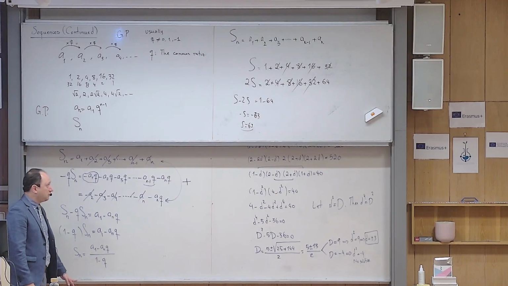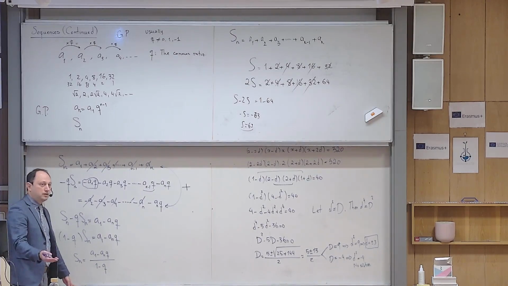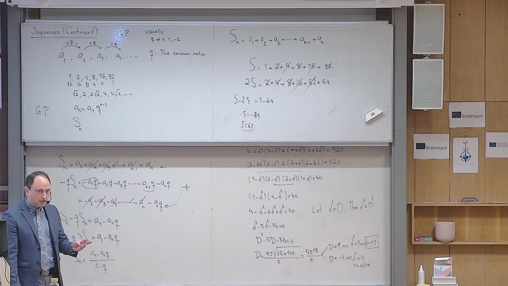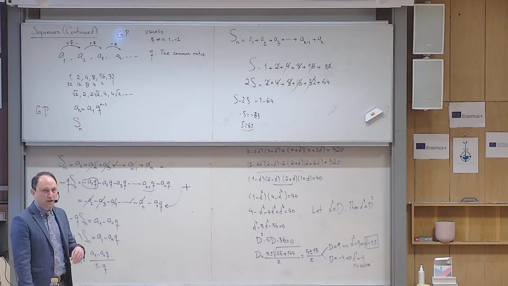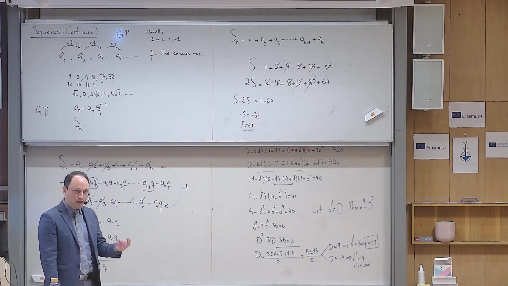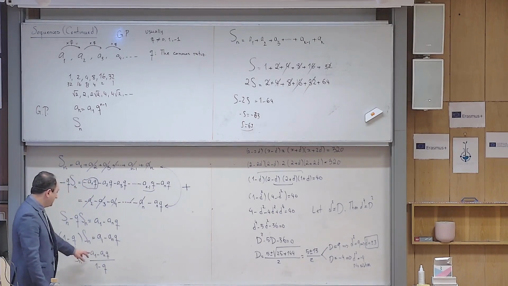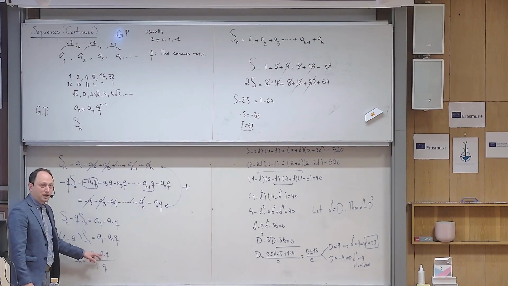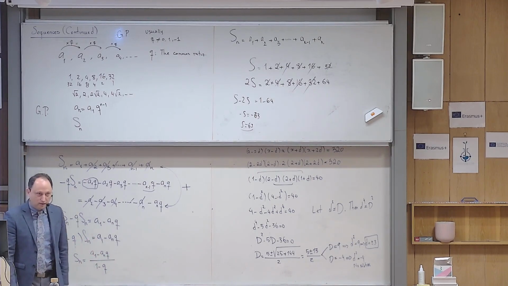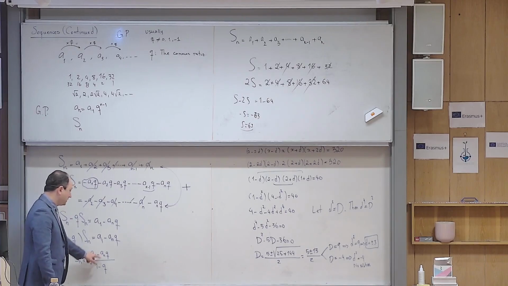When I give you an arithmetic progression, what do I usually give you? I give you the first term and I give you the q. And when I ask you to find the sum, I expect you to write a formula that depends only on the first term and q. But this formula depends on the first term, depends on q, but also depends on something that I, in principle, don't give you, okay? So this means that you have to get rid of an.